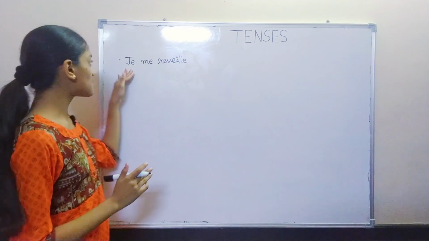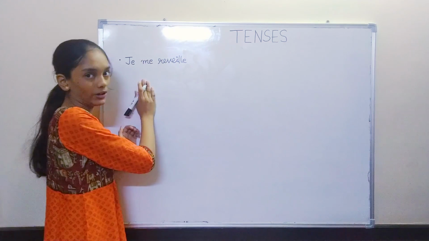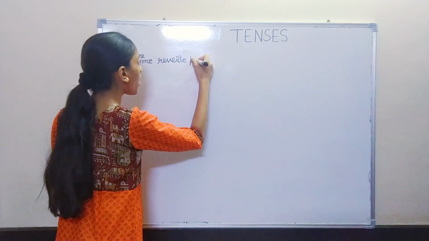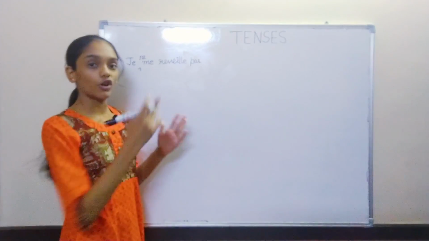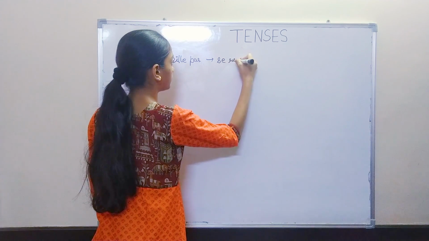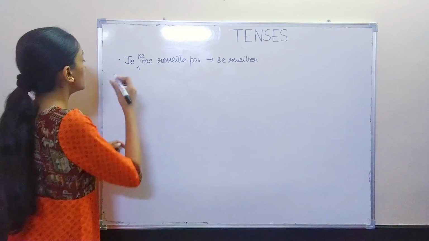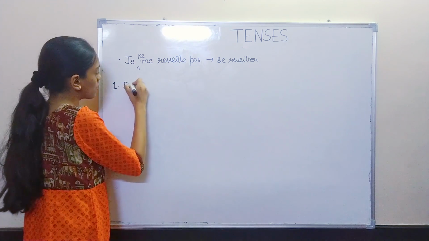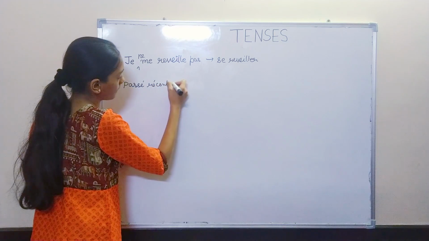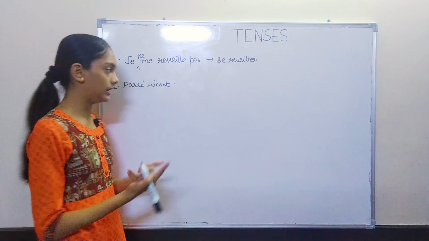So right now this is a very simple sentence in present form. It's je me réveille. If you want to negate it, it becomes je ne me réveille pas. Okay? And what is the infinitive of this verb? It's se réveiller. This will come in use in the later part. So first tense, it's Passé Récent. So in Passé Récent, we use the verb venir.